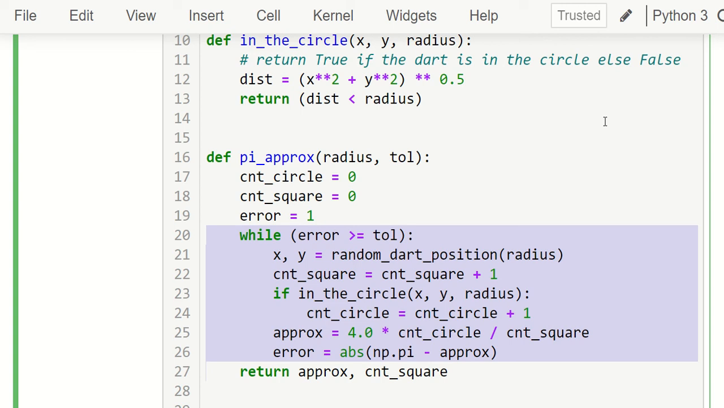Then in record 20, he enters the while loop, where he tests whether the error is larger than or equal to the tolerance. If true, and of course the first time around it will be true, it enters the while loop. In record 21, he then calls the random dart position function to represent a single dart throw, and he gets the x and y coordinates from that call to the function.